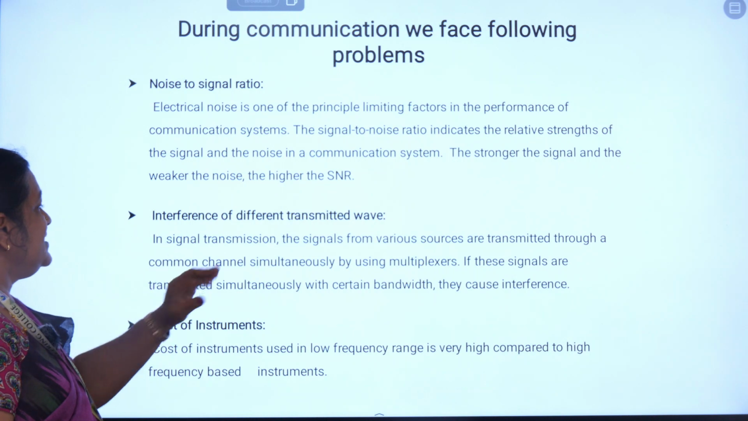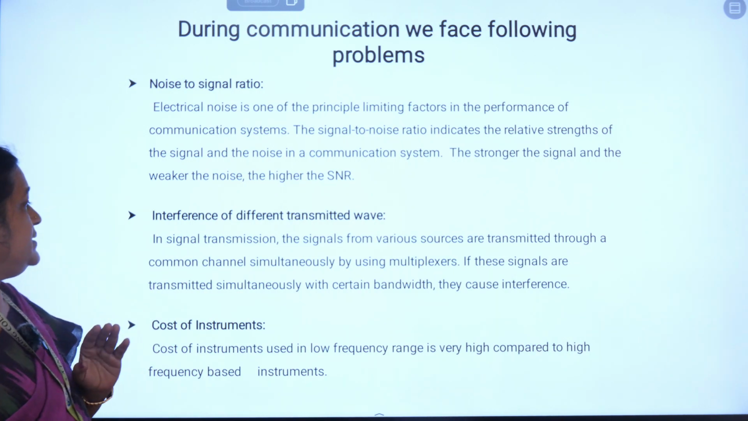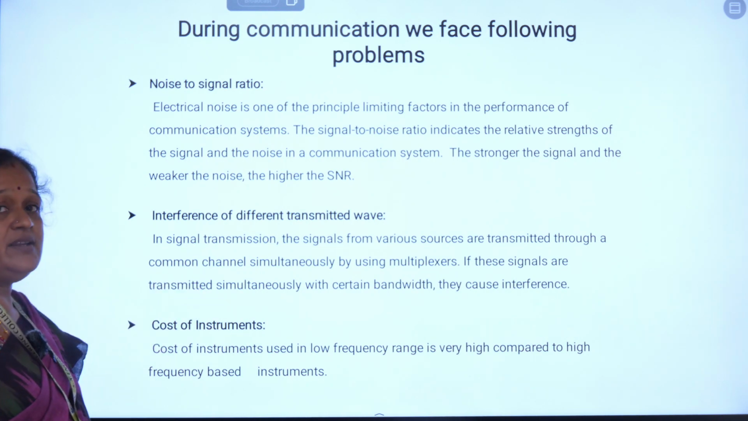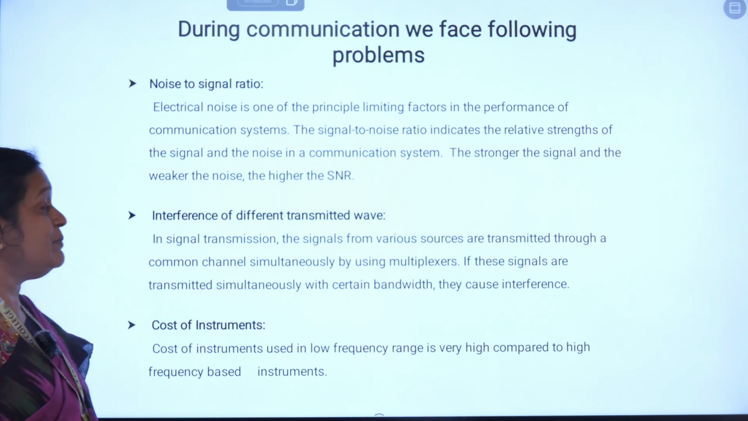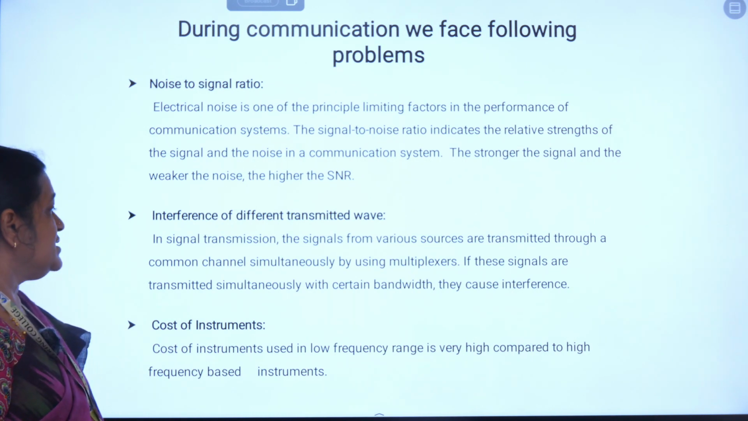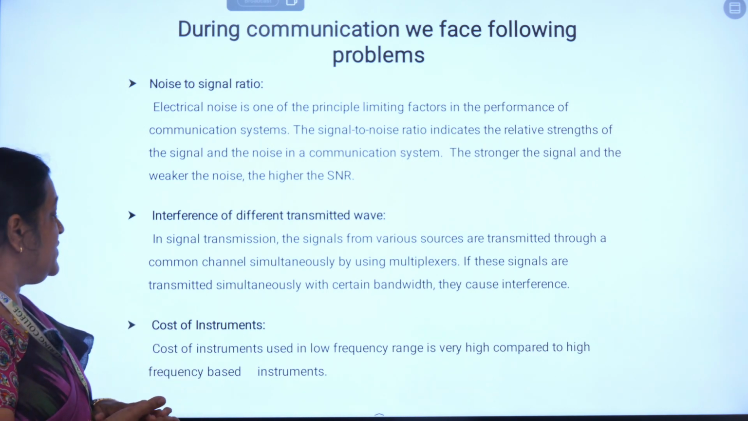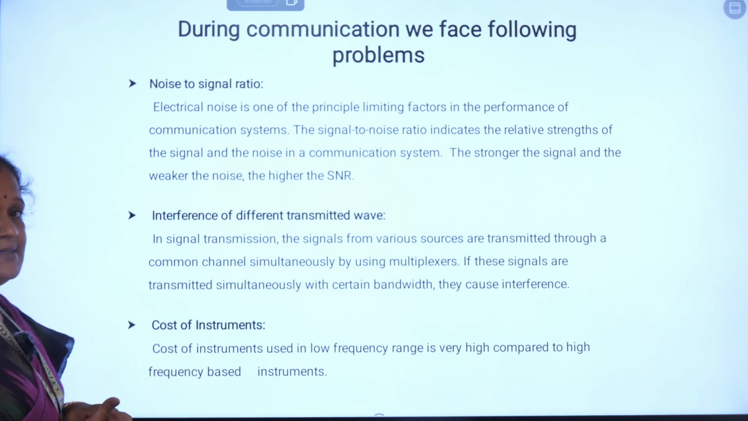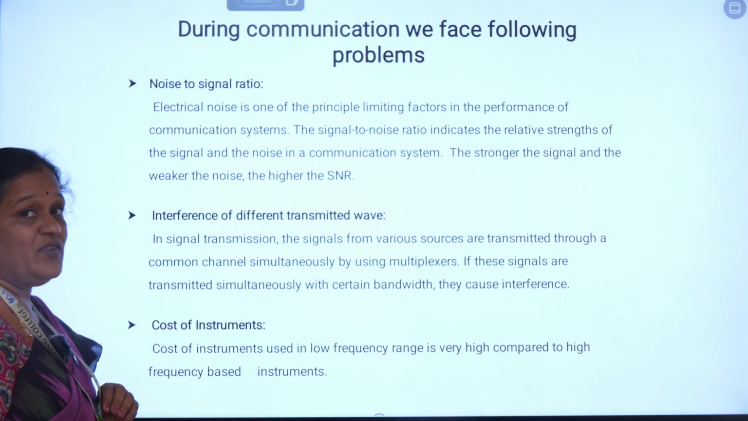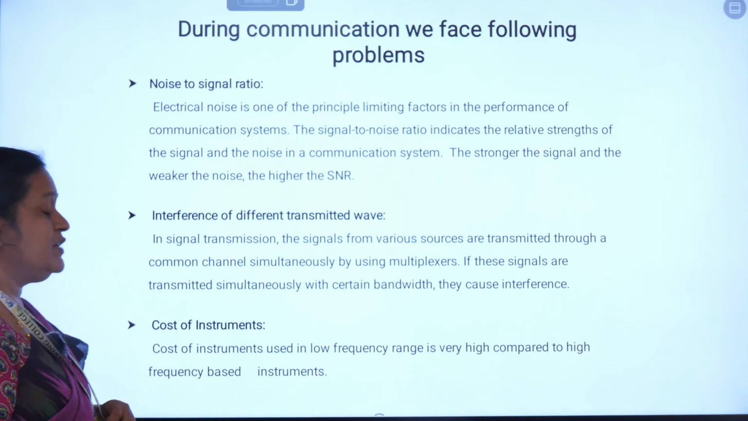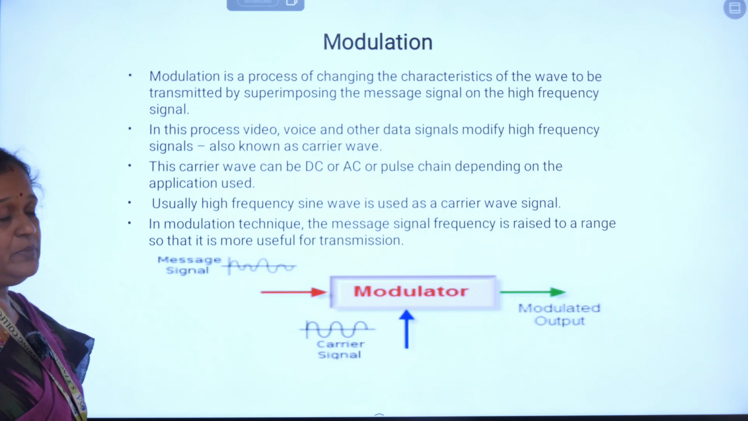The next one is interference of different transmitted waves. Signals from various sources are transmitted through a common channel simultaneously by using multiplexers. If these signals are transmitted simultaneously with certain bandwidth, they cause interference. The next problem is instrument cost. The cost of instruments used in the low frequency range is very high compared to high frequency based instruments. So the cost of the instruments is very important.